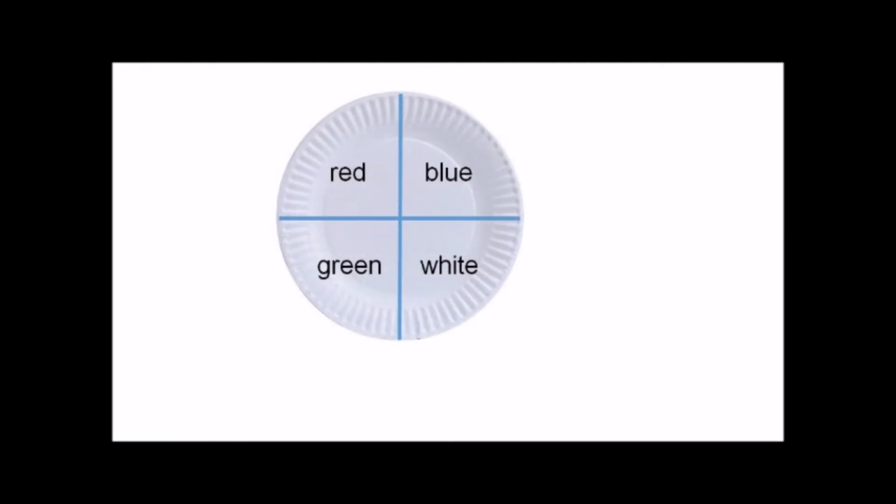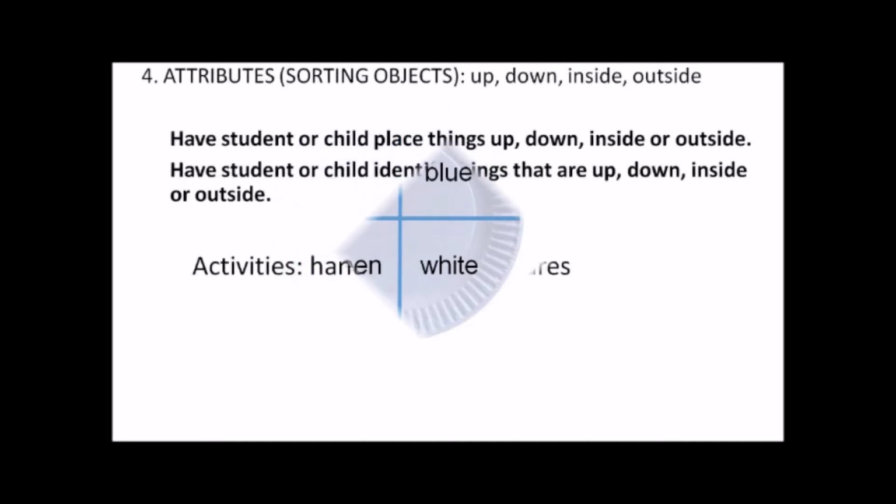And you can have your plate and sort it. They put red items on the red, blue items with the blue, green with the green, and white with the white. But you would have to present them with these blocks or cubes or whatever you're using, and then let them sort them based on color only. And you decide what colors you want to deal with first. Eventually you deal with all of them. Okay, we move on to other attributes, sorting objects again, and you're looking at up, down, inside, outside.